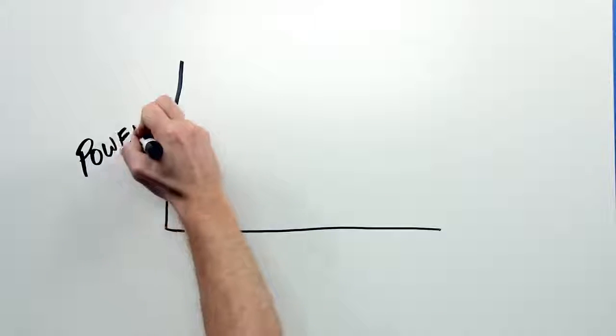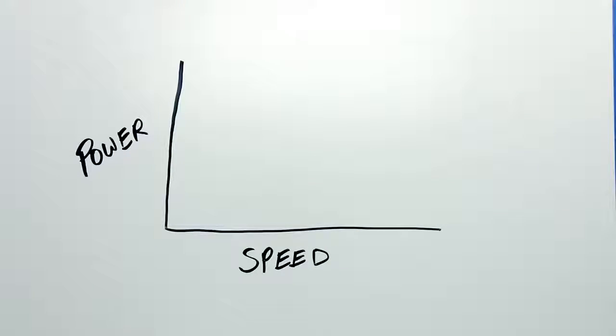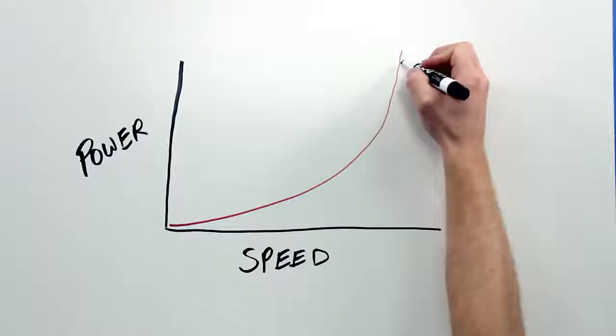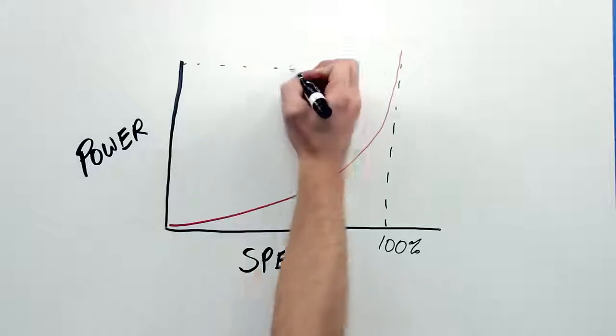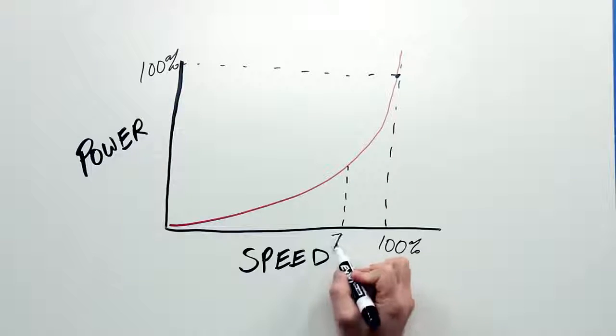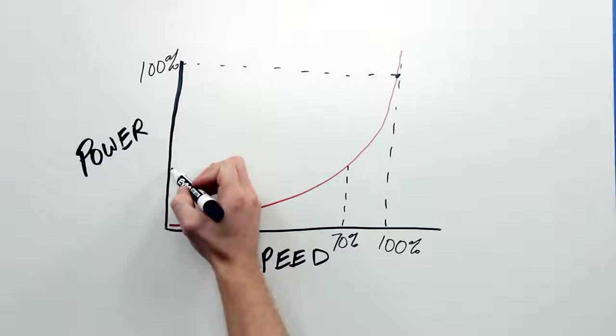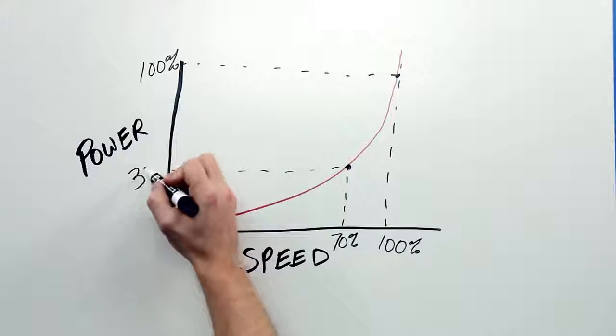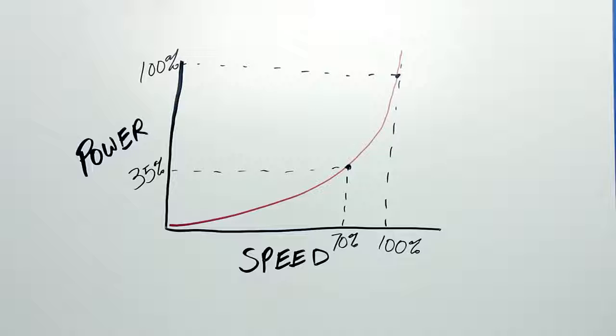This is the best part. Because of this relationship, if I'm able to run my motor at a reduced speed with a variable torque load, I consume substantially less power. Let's say I drop down to 70% speed. Well, then I only require roughly 35% of the power that was required at full speed. That difference in power required is energy savings on your electrical bill.